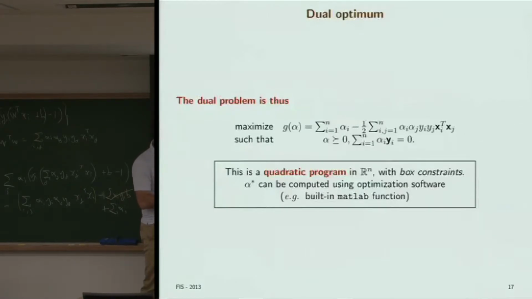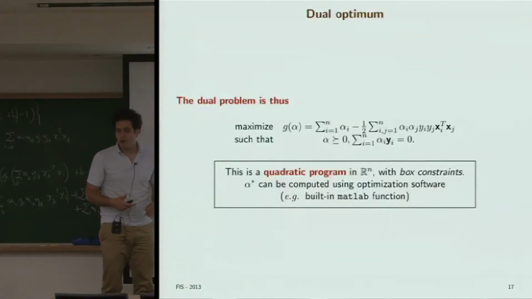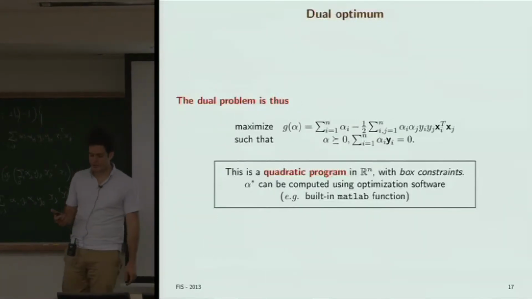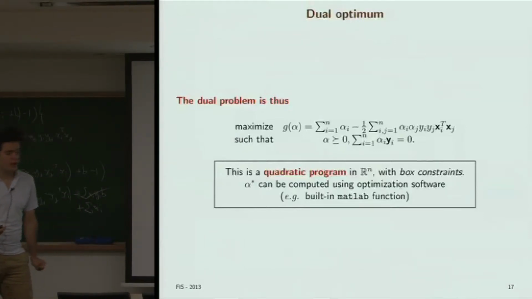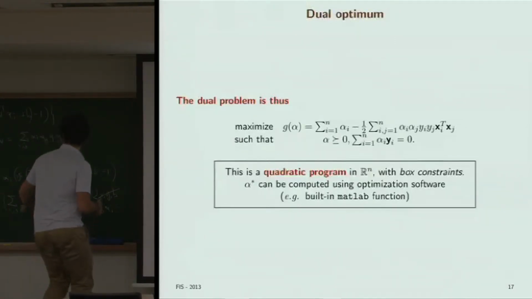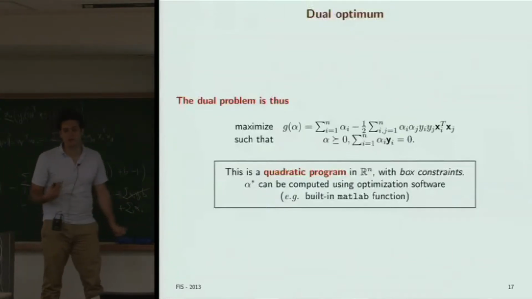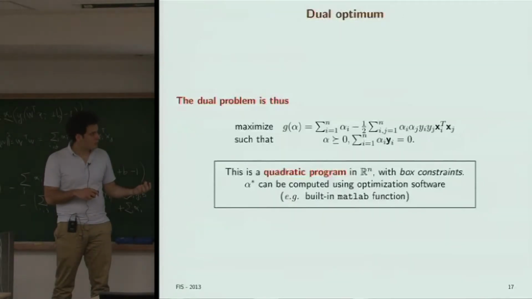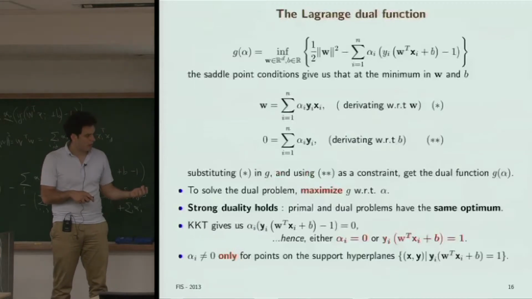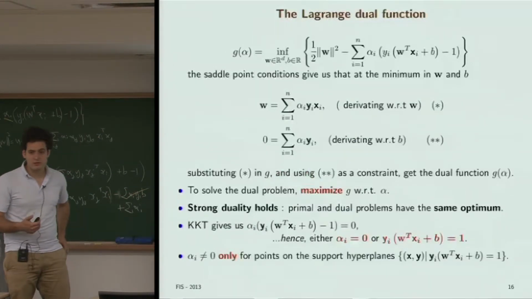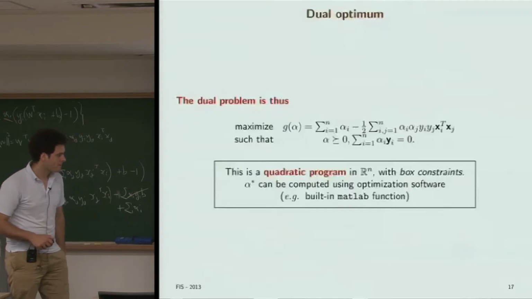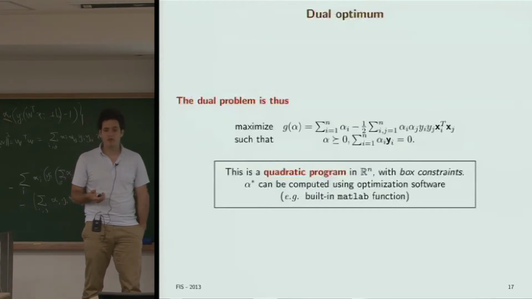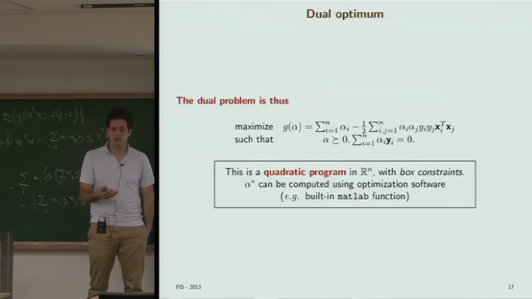Now the dual problem is to maximize this function g of alpha under the constraint that the alphas are non-negative. And we also have to satisfy the constraint that the sum of alpha i yi is equal to 0, because this was given to us by the fact that the dual function here is minimized when the sum of alpha i yi is equal to 0. So we need this to define the dual function here. So maximizing this problem here is called solving the dual problem of the support vector machine.